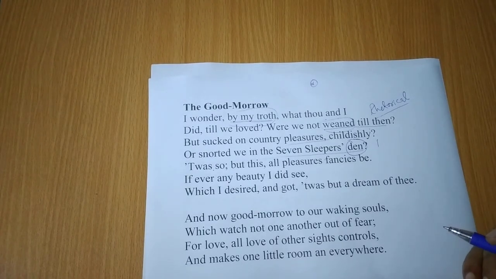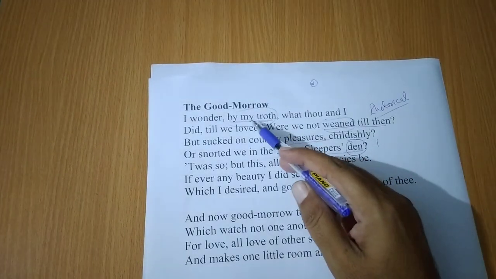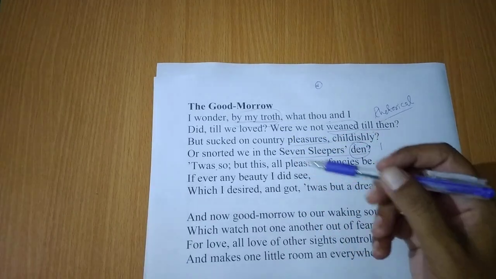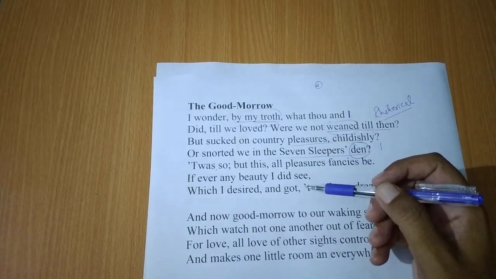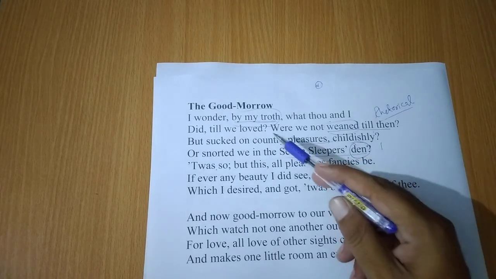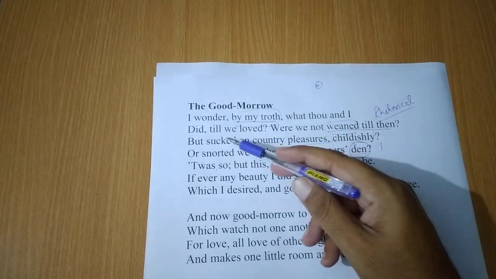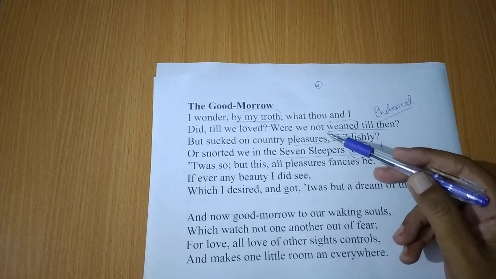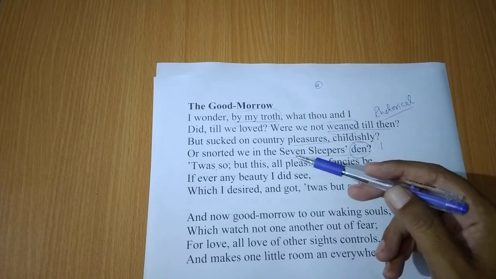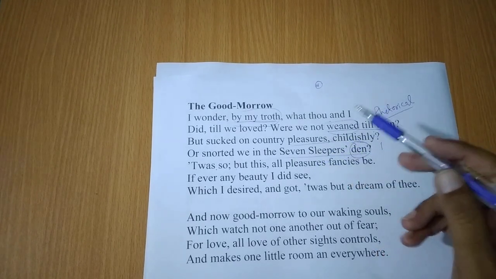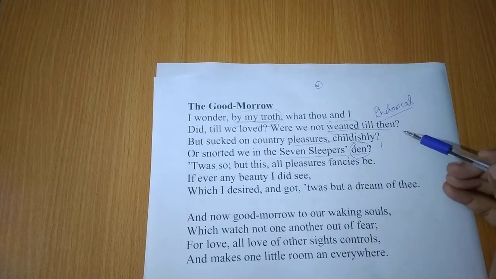So he says, I wonder by my troth. Now by my troth is a sort of oath. For example, by my fidelity or by my faithfulness, what thou and I did till we loved, what did we do before we loved, which means that we didn't do anything. Were we not weaned till then?